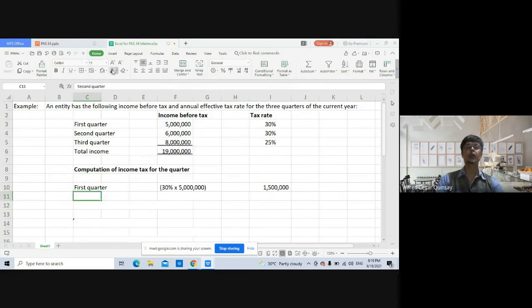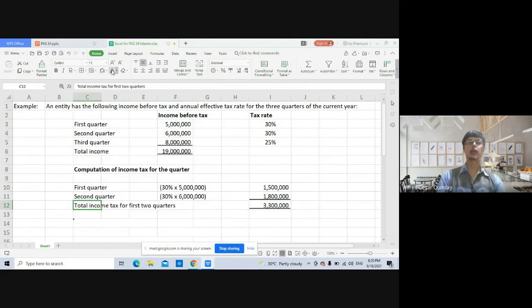And on the second quarter, we have 30% times 6 million, as we see here. So this would be 1.8 million. Yan. Okay, now we get the total with the sum of this, that's 3.3 million. This is the total income tax for the first 3 quarters.